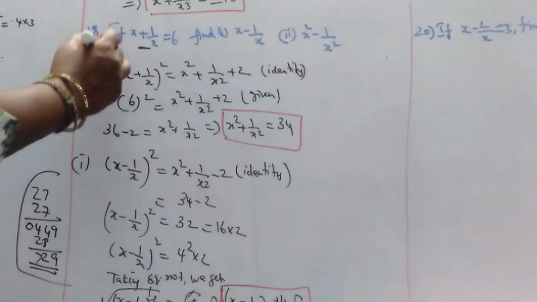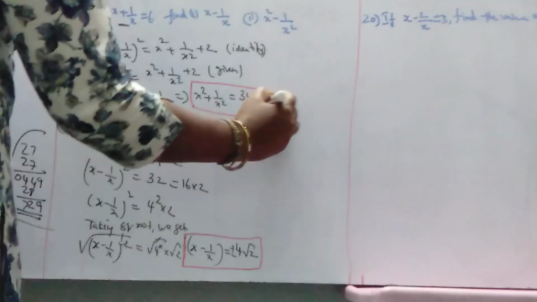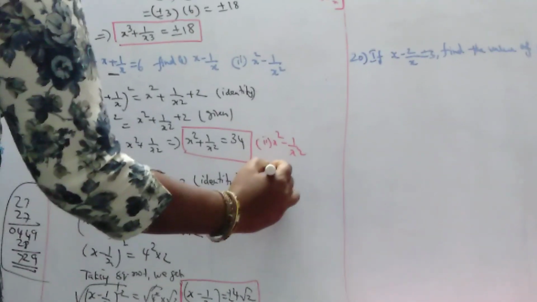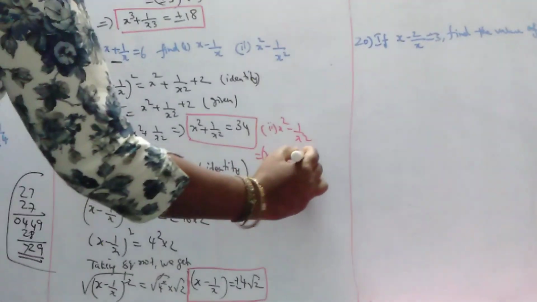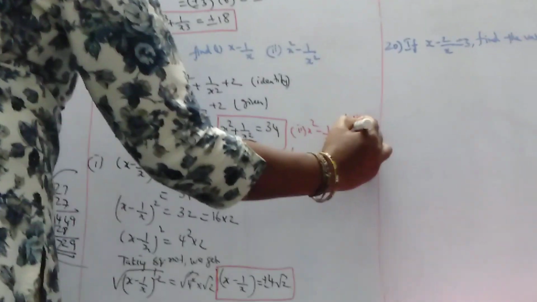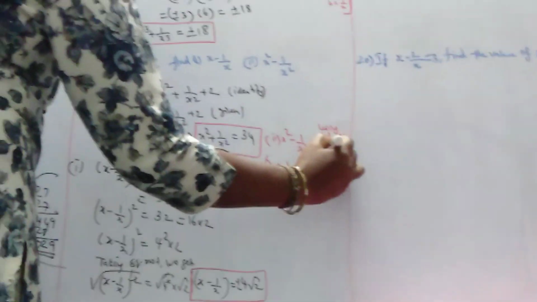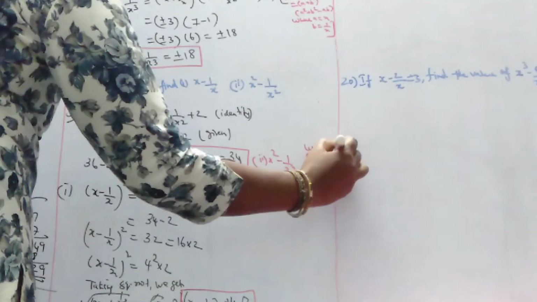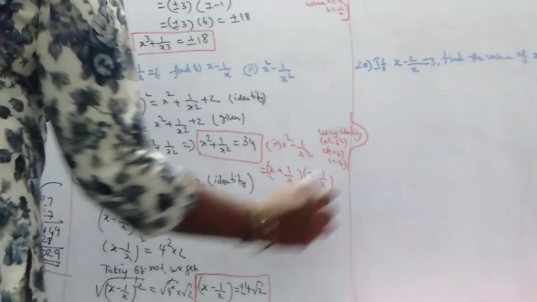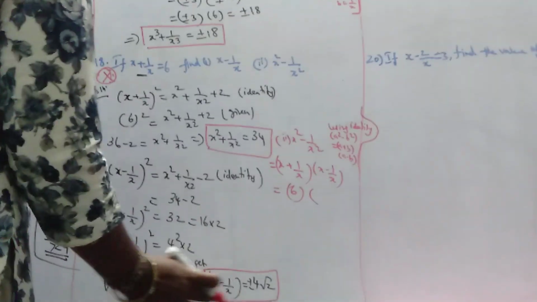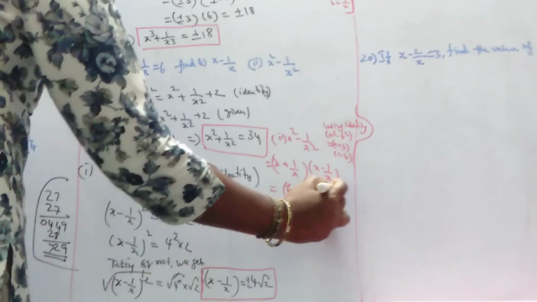Very, very important, this one. Somewhat complicated. Okay, the second subdivision here is x square minus 1 by x square, which is x plus 1 by x into x minus 1 by x. That is using a square minus b square equal to a plus b into a minus b identity, right? So x plus 1 by x is given in question as 6, and x minus 1 by x we have found, which is plus or minus 4 root 2.